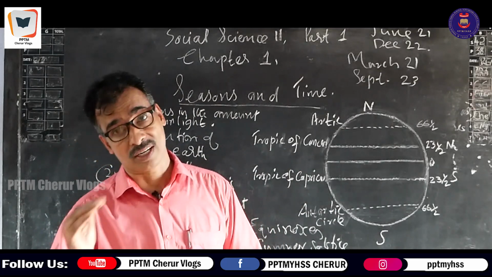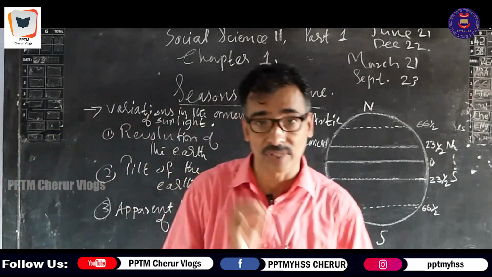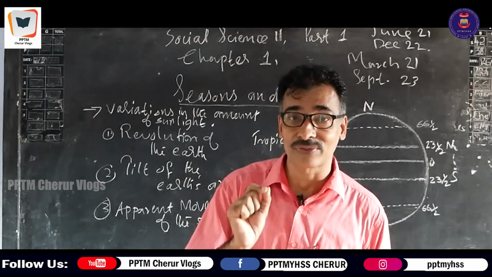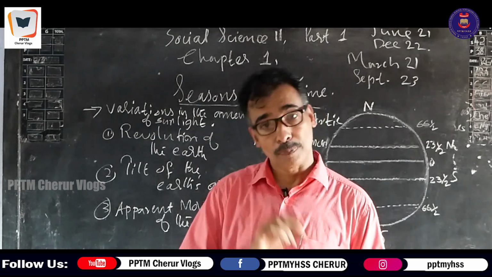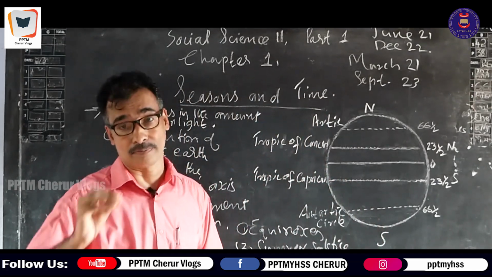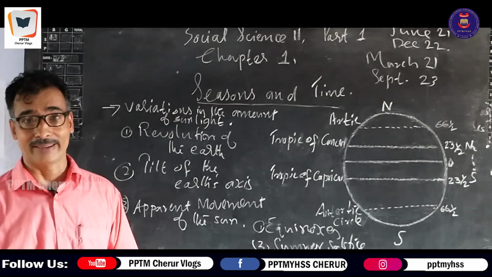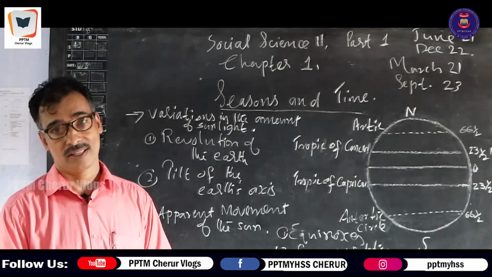That inclination of the earth is maintained throughout the revolution. This aspect is particularly known as parallelism of the earth axis. This is very important. This parallelism of the earth axis is maintained throughout the year. So we experience the different seasons and the repetition of the seasons.